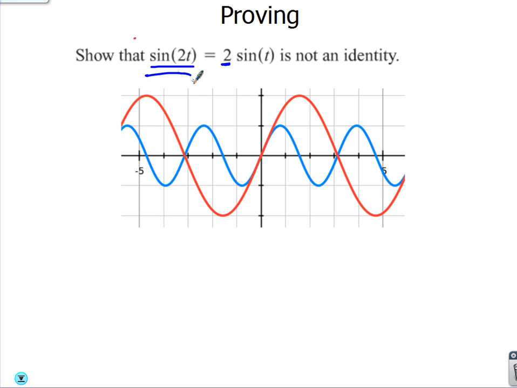So you've got this 2 here, that's going to compress it. It's going to make it half as wide. It's going to change the period of the function. So the thought is, for every value of t, for every angle that you can plug into this, is this a true statement? No. And keep in mind what identities are. Sine squared plus cosine squared equals 1.